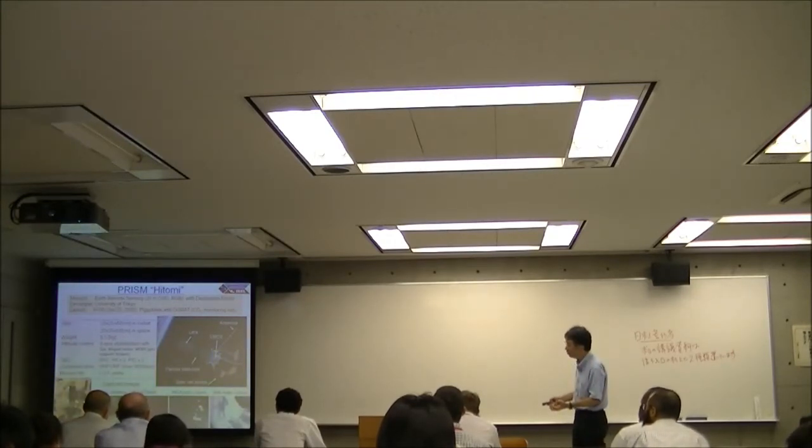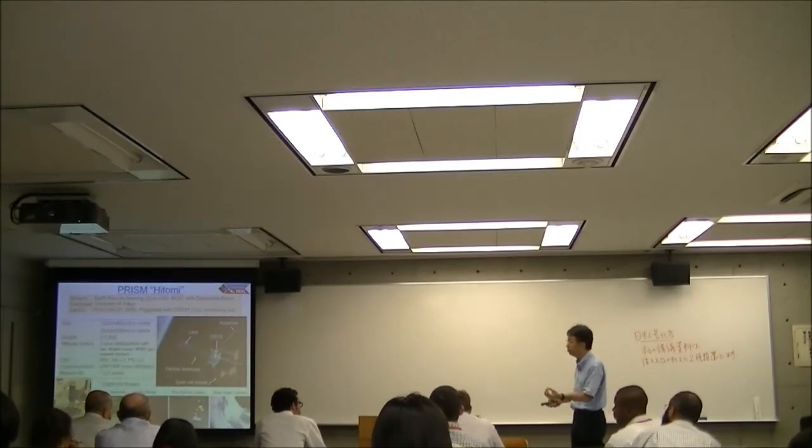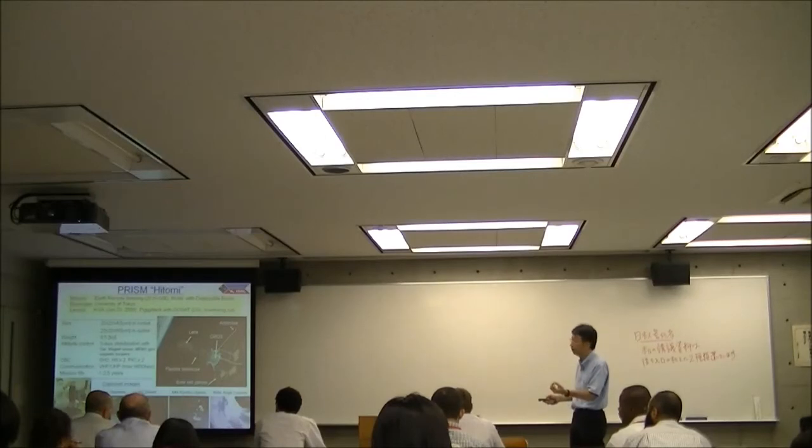These are several images taken by Prism. The signal to noise ratio is not so good, but you can see several rivers around here, and after checking on the map, they were found to be 30 meters wide. So we can assure that a ground resolution of less than 30 meters can be achieved using this long optical system. And we can obtain many types of this kind of image of the Earth.